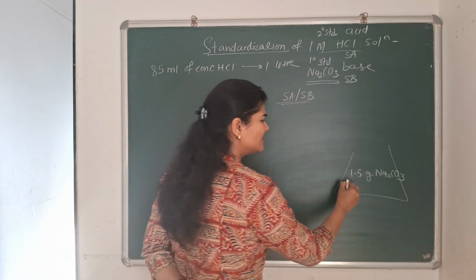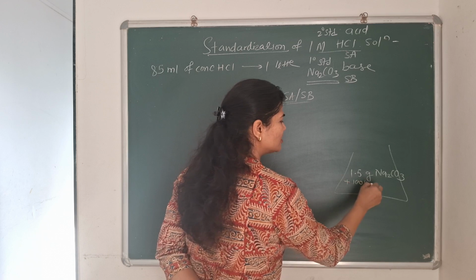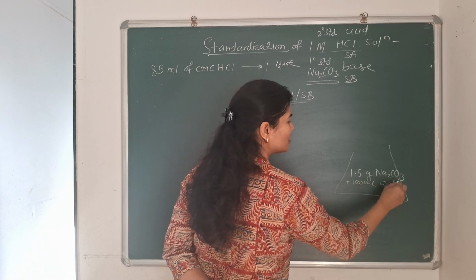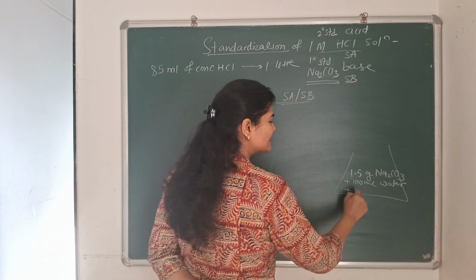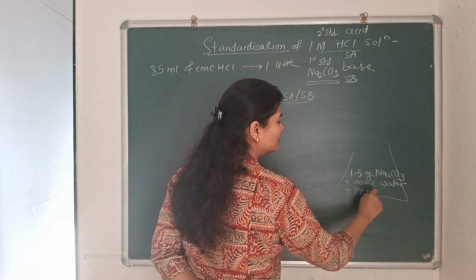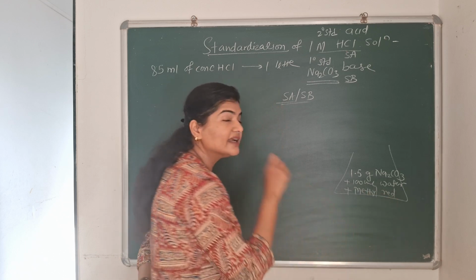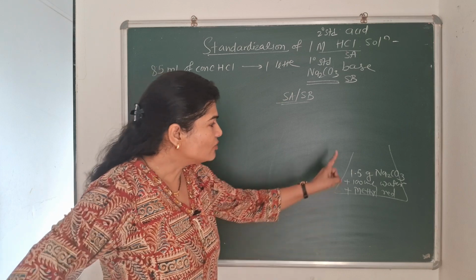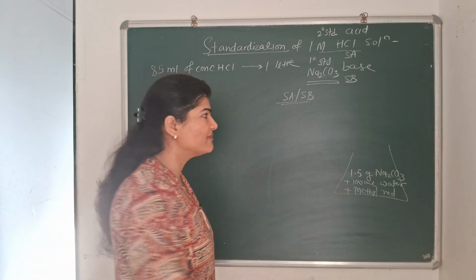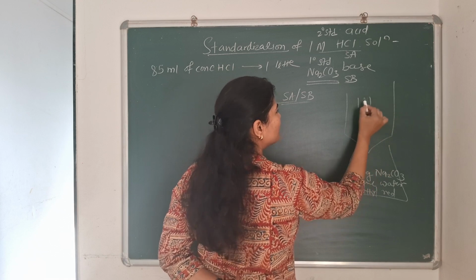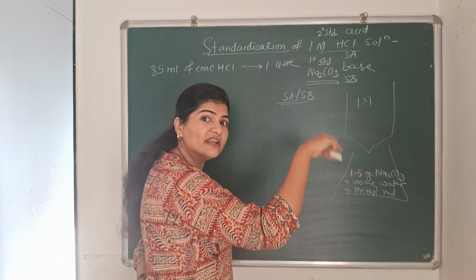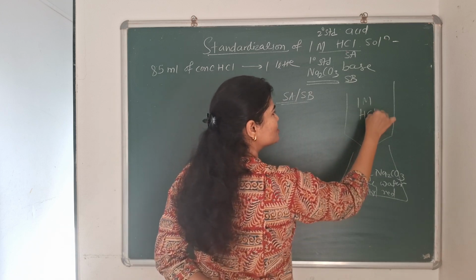Now I will dissolve it in a sufficient amount of water, say 100 ml of distilled water, and then a suitable indicator will be added. In this case, methyl red is a suitable indicator. So methyl red indicator will be added, and now this solution of strong base I will titrate with 1 molar, which is the prepared 1 molar HCl solution.